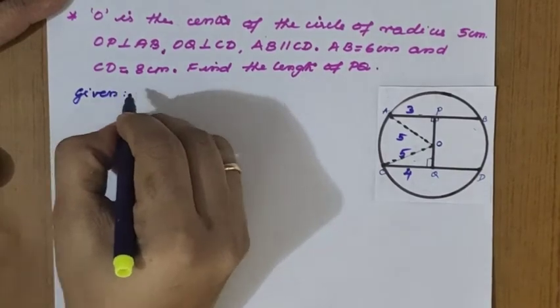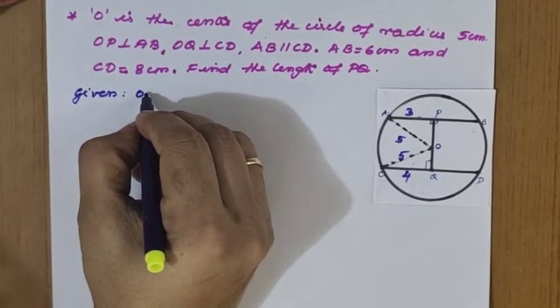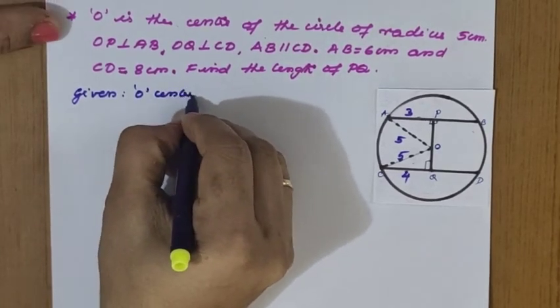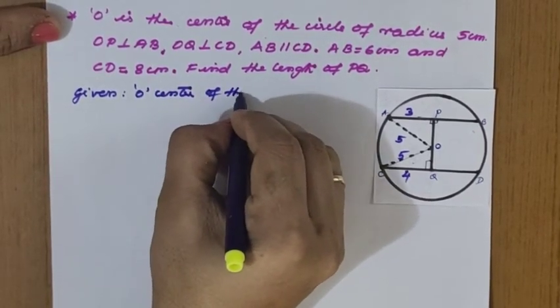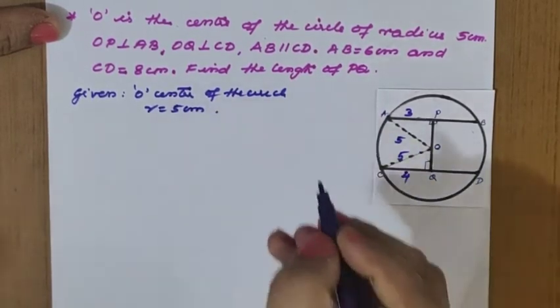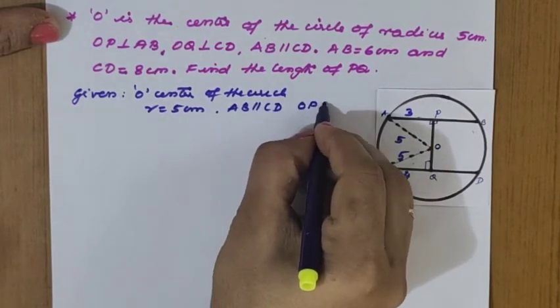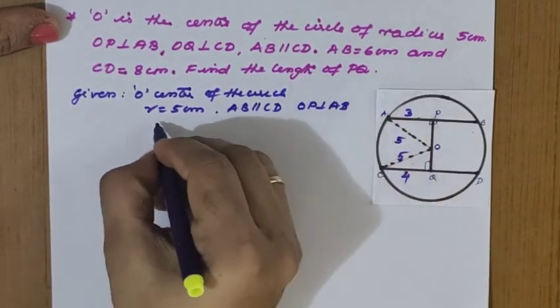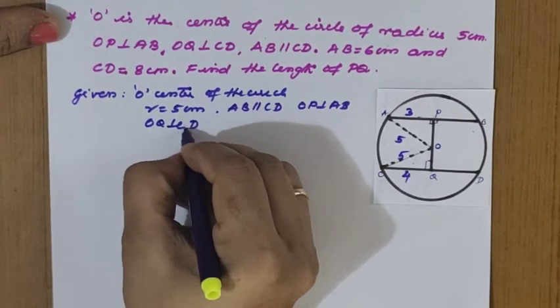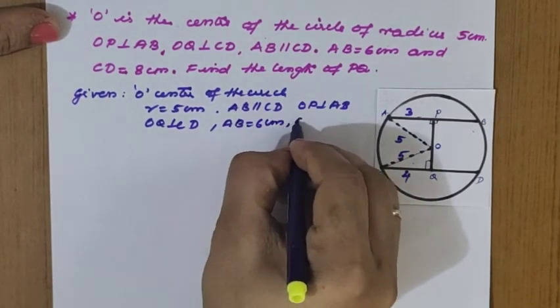So same rule only we are doing. Everything is the same, so I'll just write down what is given in the figure. O is the center of the circle, radius equal to 5 cm, AB parallel to CD, OP perpendicular to AB, OQ perpendicular to CD, and AB 6, CD 8.